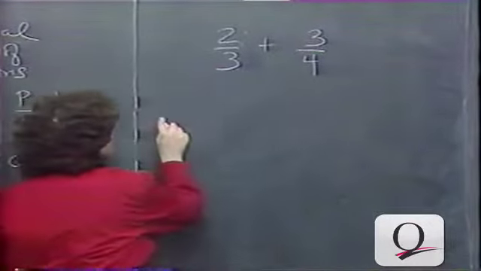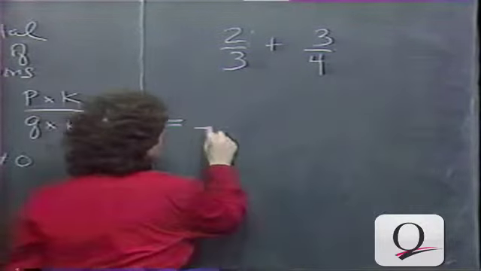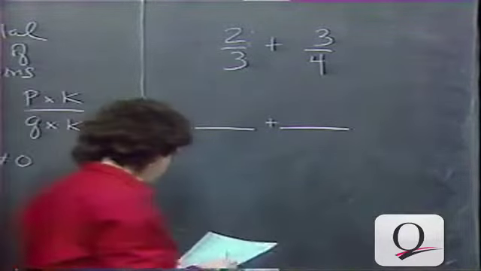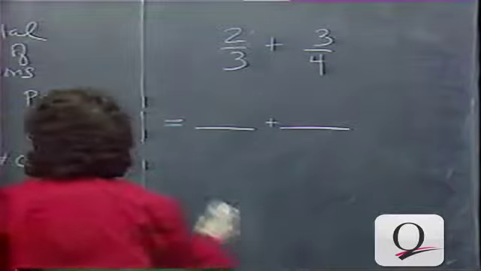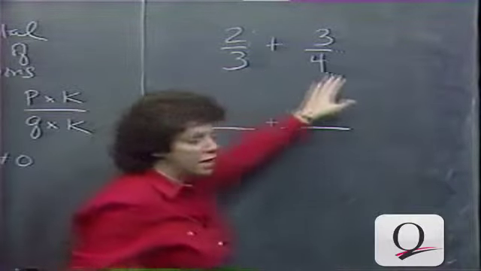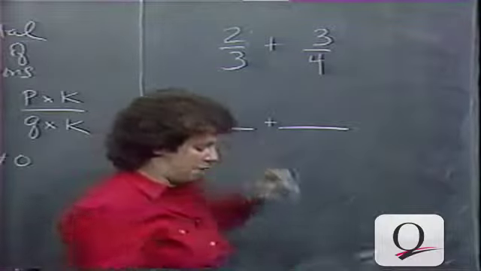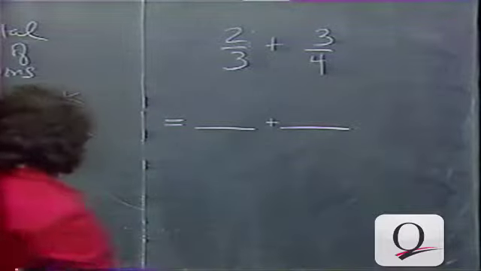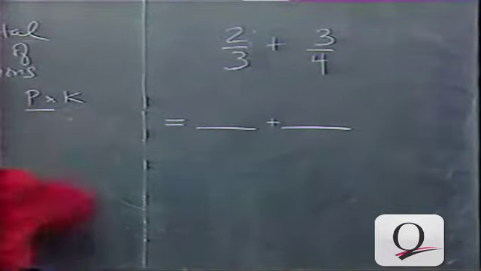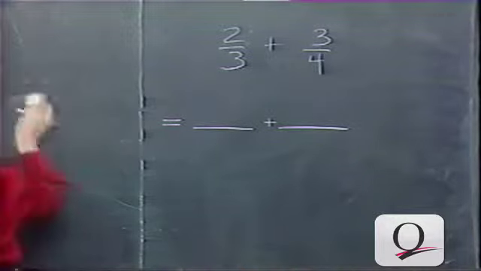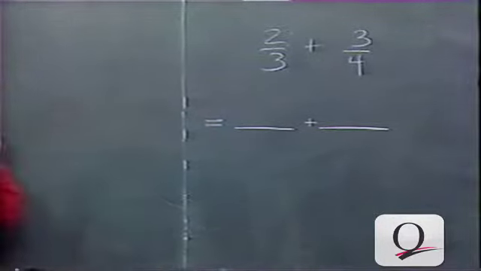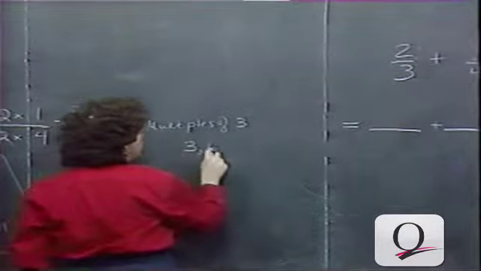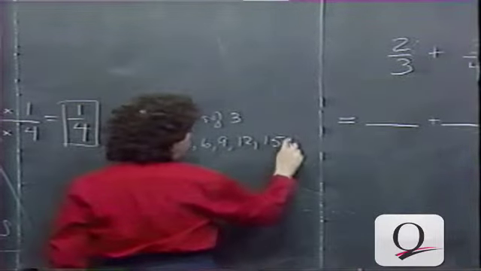What we'll have to do is to first rewrite each of these fractions as an equivalent fraction having the same denominator. Now, what denominator is that? We're going to be looking for the lowest common denominator. That is the smallest positive integer that is a multiple of each of these denominators. If we write down the multiples of 3, we have 3, 6, 9, 12, 15, and so on.